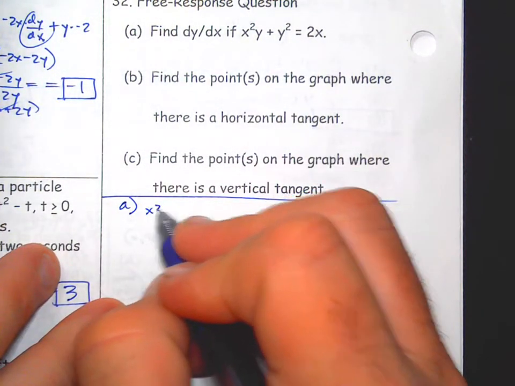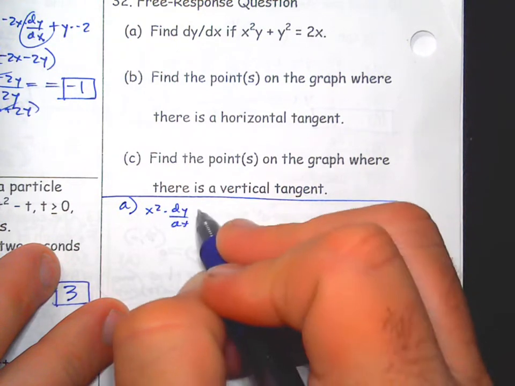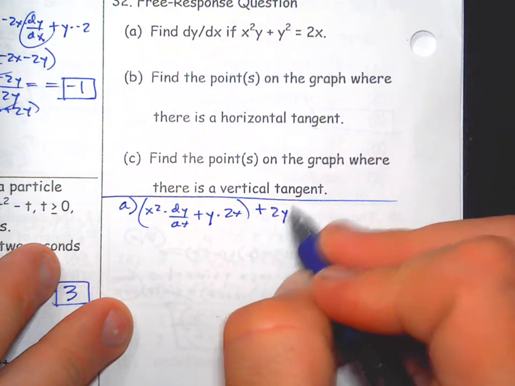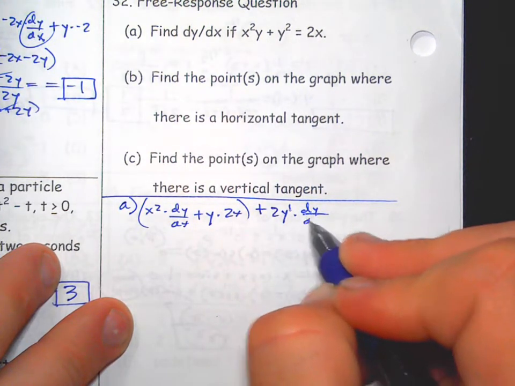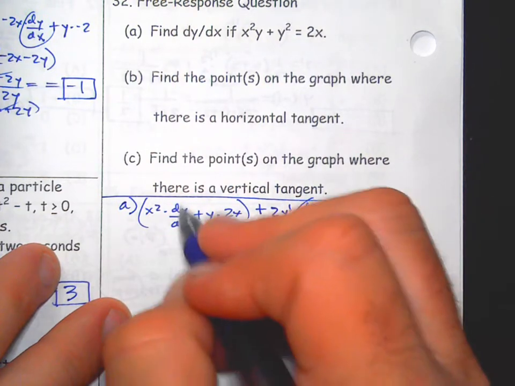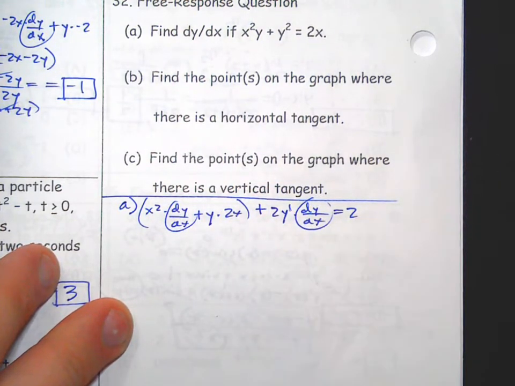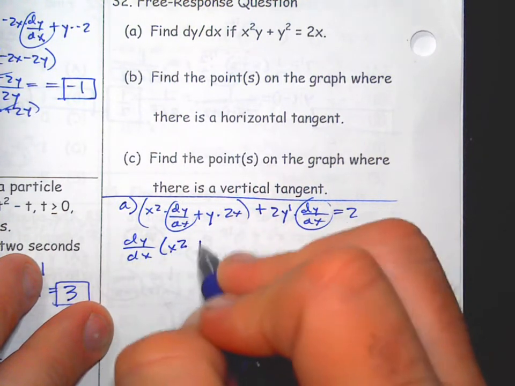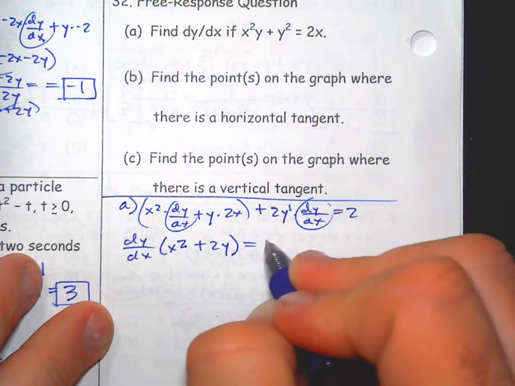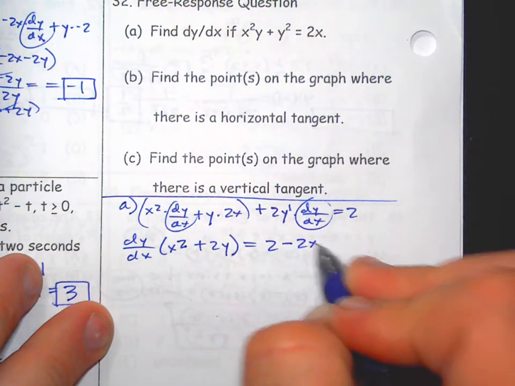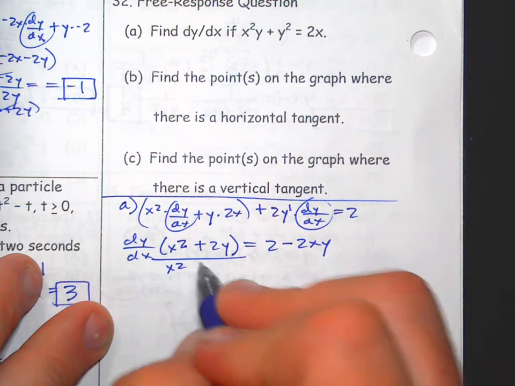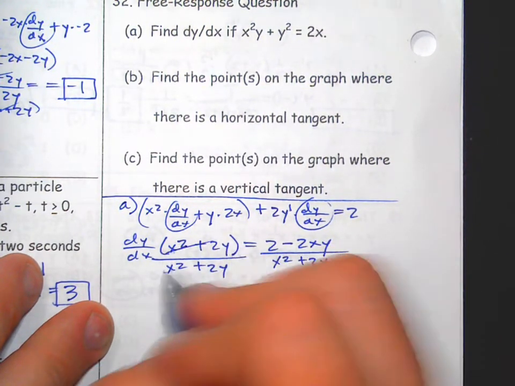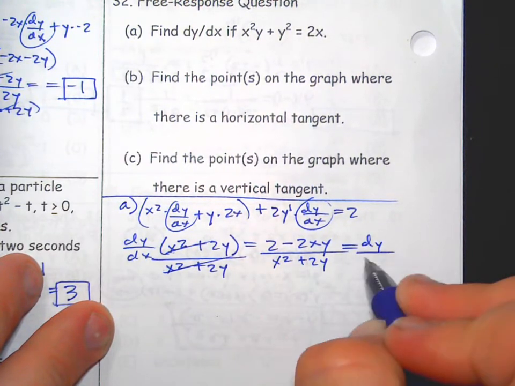So x squared times the derivative of y, which is dy dx, plus y times the derivative of x squared, which is 2x. So we get a little product rule there, plus 2y dy dx equals 2. And then I think we want to get dy dx by itself. So I'm going to factor it out: dy dx times x squared plus 2y. I'm going to move this term to the other side, minus 2xy. Then divide both sides by x squared plus 2y. I don't really think we can simplify that at all.